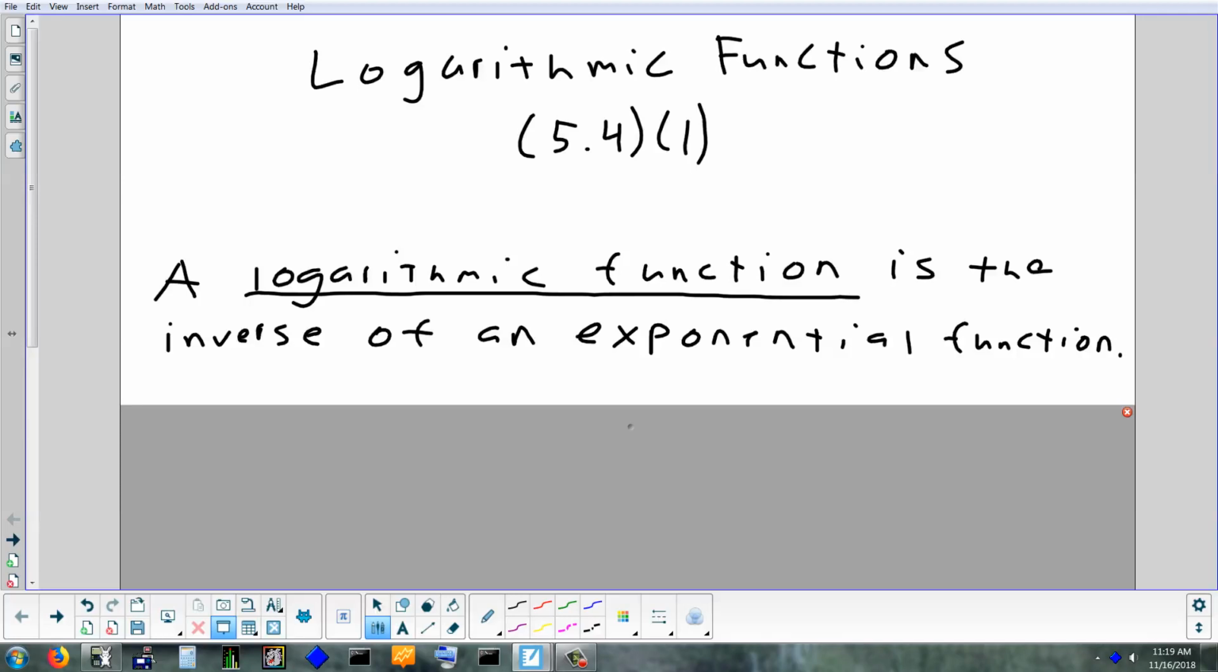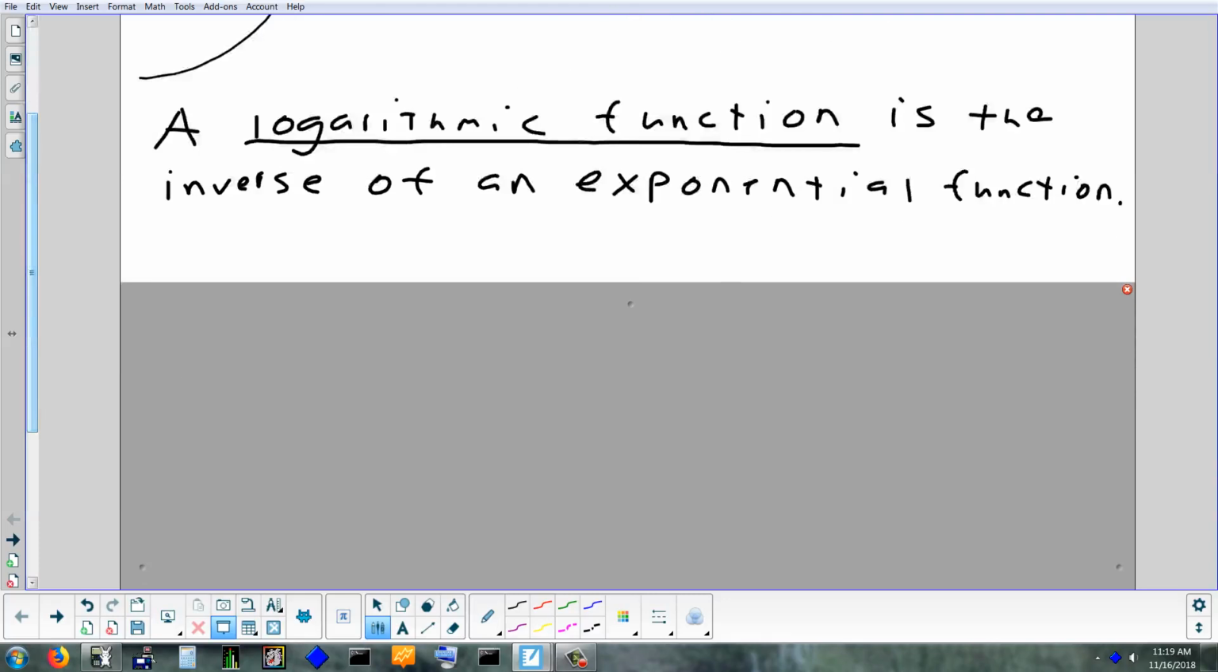So if exponential functions grow extremely fast, and these are the opposite, they grow extremely slow. Okay, log functions are the slowest growing functions we have. They go up very slow.